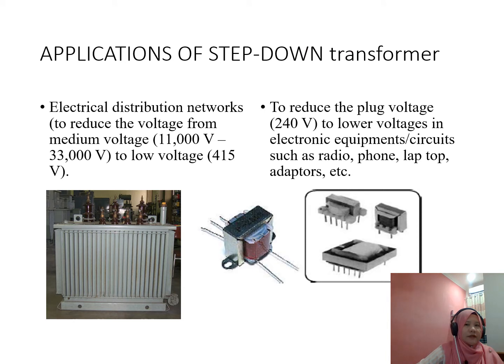So the application of the step-down transformer in the electrical distribution network: the step-down transformer is used to reduce the voltage from a medium voltage, for example 11 kV or 33 kV, to a low voltage, for example 415 volt. In other applications, it is used to reduce the plug voltage of 140 volt to a low voltage in electronic equipment, such as in radios, phones, laptops, adapters, and many more.